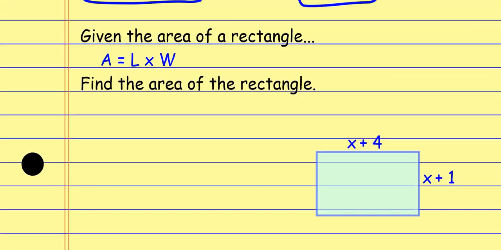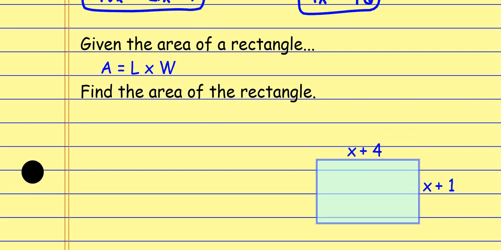Went a little bit farther. If I look at something like this guy, it says the area of a rectangle is length times width, so find the area of the rectangle. Notice the length this time is x plus 4. The width is x plus 1. So I'm going to do, okay, the area equals the length times the width. And here it is.